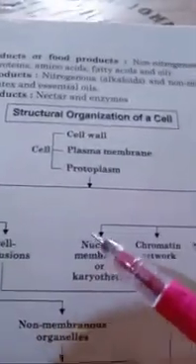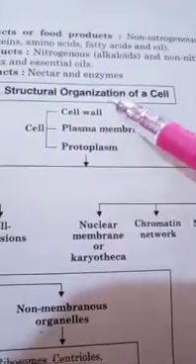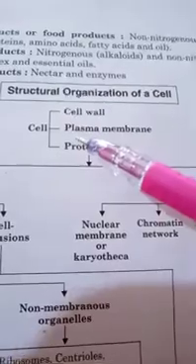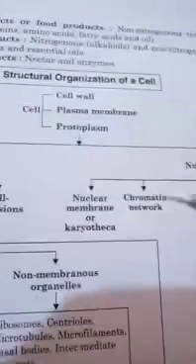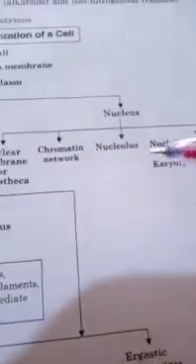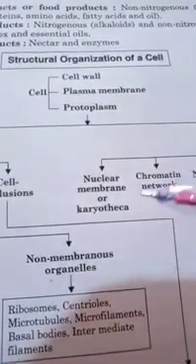So when we talk about the cell entirely, we have to consider all these aspects, that is from the cell wall up to the nucleolus, from the outermost to the centermost position, one by one. So in the next session we will start with the different cell organelles.